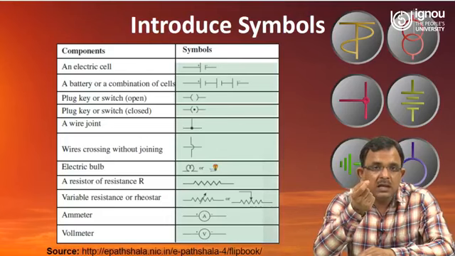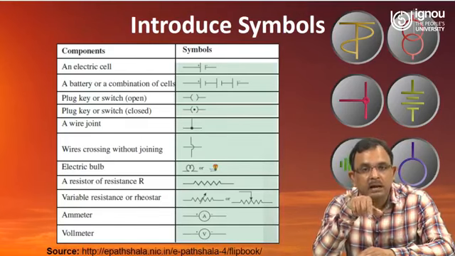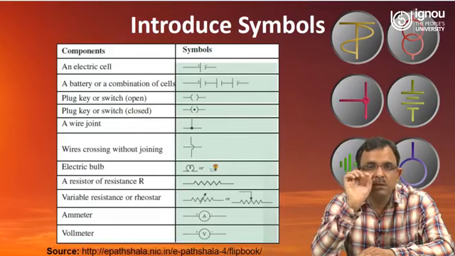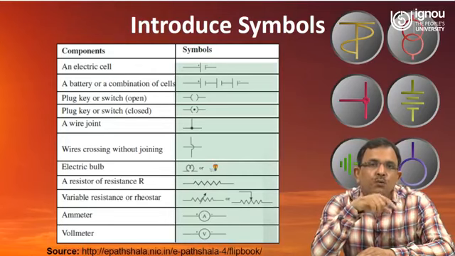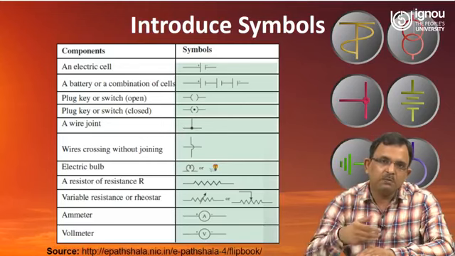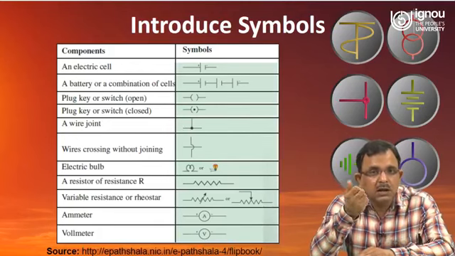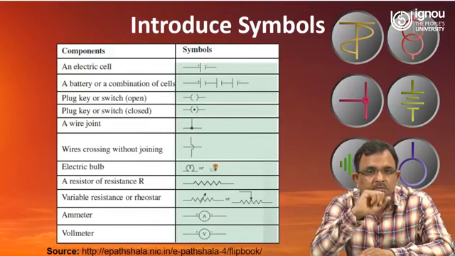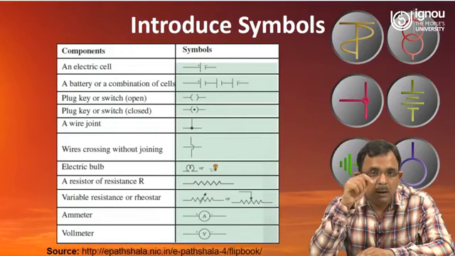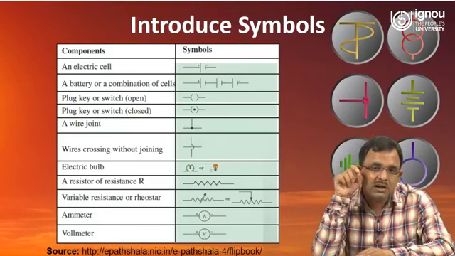Then what is the plug key? Switch. If the switch is open, it is only two brackets connected with the wire. If the switch is closed, there is a dot in between. What is a wire joint? How do we reflect the crossing of wires without joining? If one wire is crossing the other wire and not touching it, then how can we show it? There is a symbol. How do we reflect the electric bulb? How do we reflect the resistor? How do we reflect the variable resistor or rheostat? How do we reflect the ammeter? How do we reflect the voltmeter?